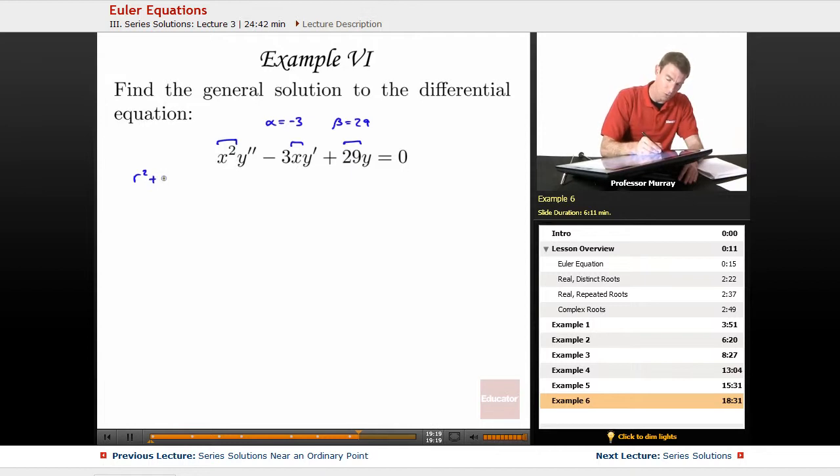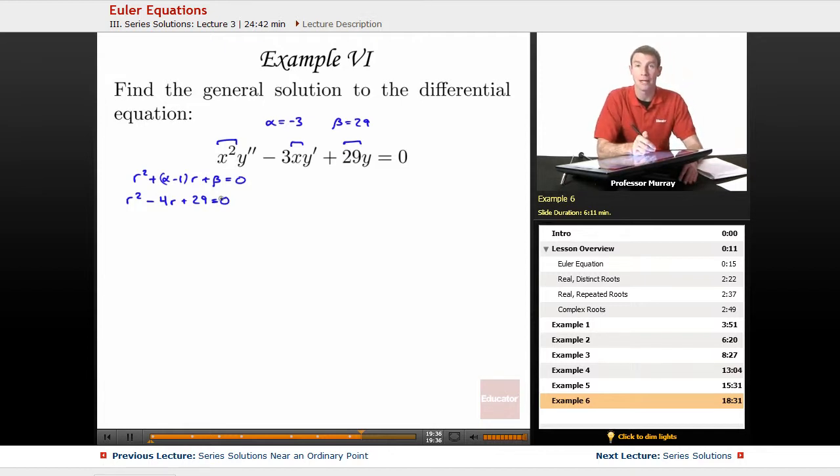We'll go to our generic characteristic equation, r squared plus alpha minus 1 r plus beta is equal to 0. So alpha is -3, alpha minus 1 is -4. R plus 29 is equal to 0. And it'd be great if that would factor, but it doesn't factor easily. So we're going to go to the quadratic formula for that. So r is equal to -b plus or minus the square root of b squared minus 4ac over 2a.